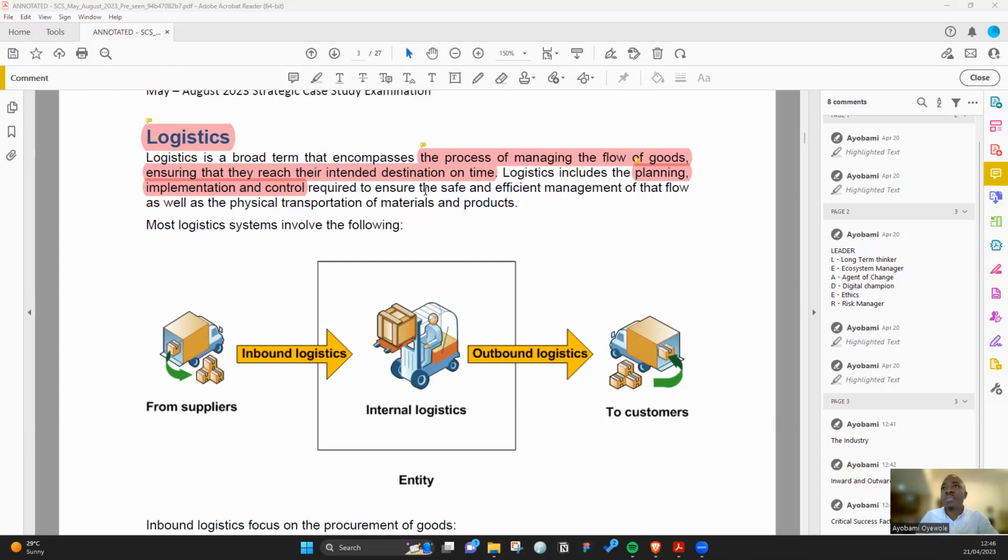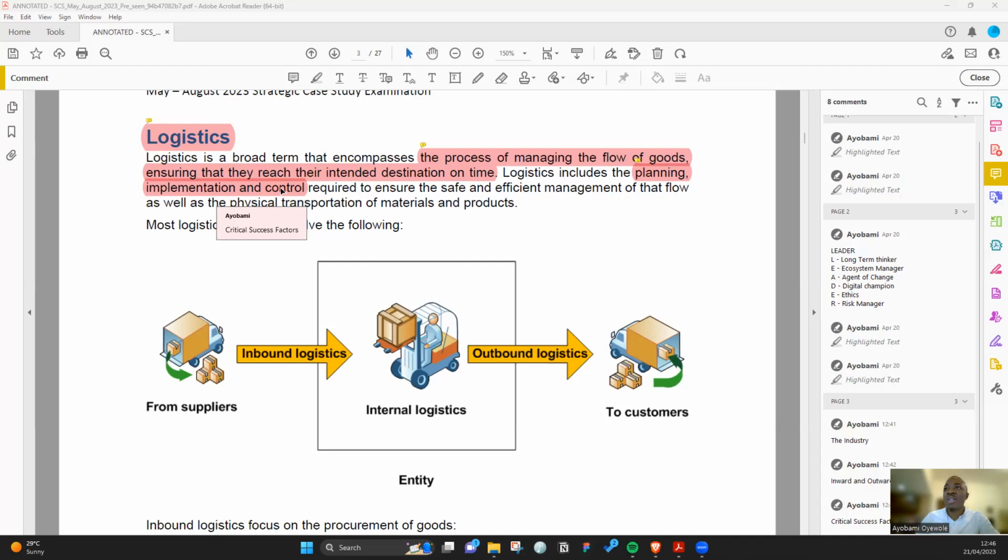Logistics is a broad term that encompasses the process of managing the flow of goods, ensuring that they reach their intended destination in time. I've highlighted there that the flow is inward and outward flows. And then logistics include the planning, implementation, and control.